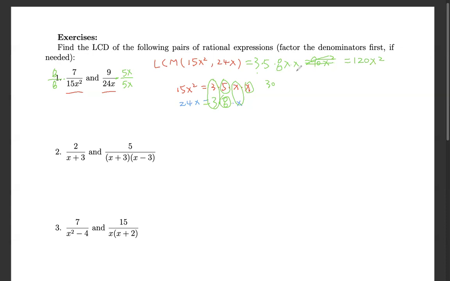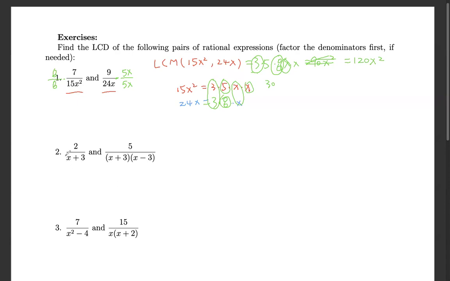Please look at this. So 24x, you see 3 times 8 is 24, then pick 1x, so what's left? 5x. So that means we need to multiply by 5x over 5x. Now let's see the second one.